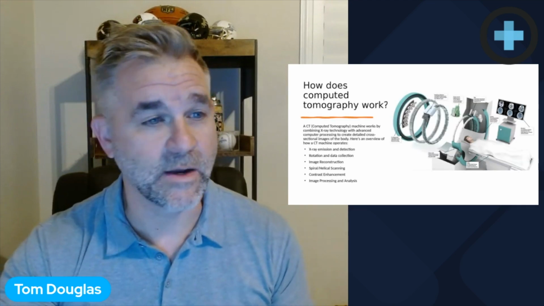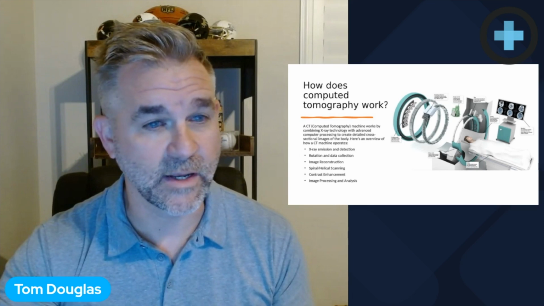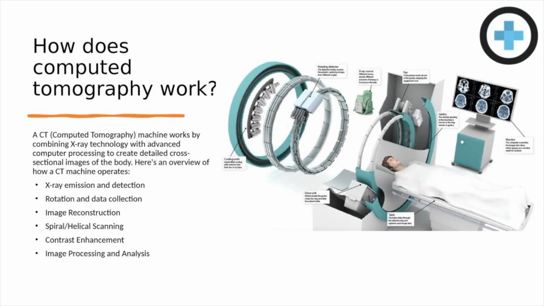So let's talk a little bit about how CT works. Here we've got an image of a CT machine, probably looks familiar. It works by combining X-ray technology with computer processing to create a detailed cross-sectional image of the body. The CT scanner consists of a circular opening with an X-ray source that rotates around the patient. As the patient lies on a motorized table that moves through the opening, the X-ray source emits a narrow fan-shaped beam of X-rays, and these X-rays pass through the body and are detected by detectors on the opposite side of the circular opening.